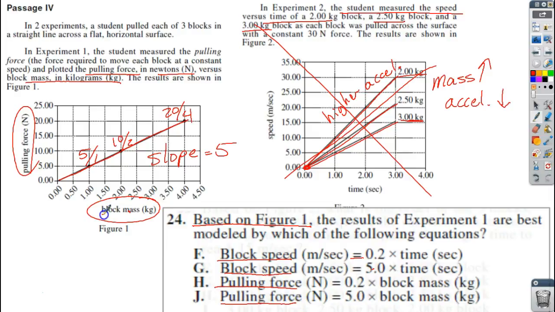Now, mass and force. Do we have speed in there? No. So we can get rid of these two. We don't want to look at speed right now. We want to look at pulling force. And so which of the relationships is pulling force there? Is it going to be this times 0.2 gives us this number? Does this times 0.2 give us this number? Or does this number times 5 give us that number? Well, the answer is obviously that it's 5. So J is our correct answer on this one.